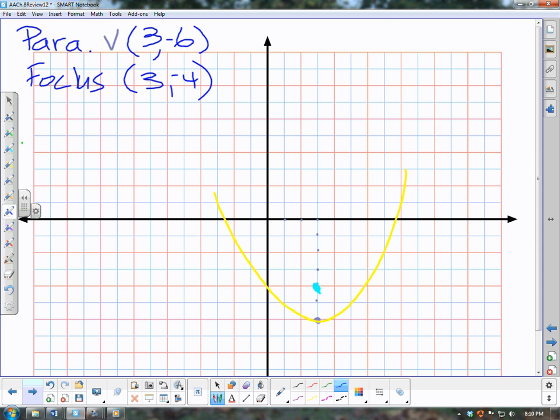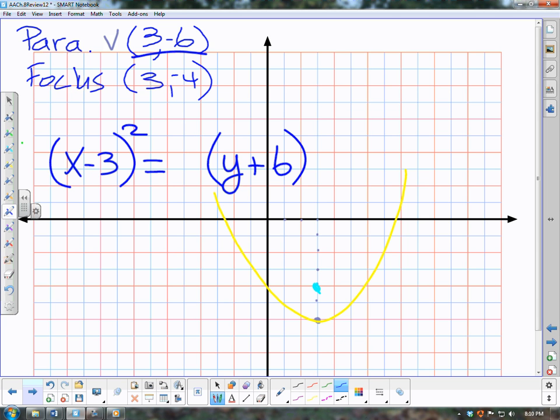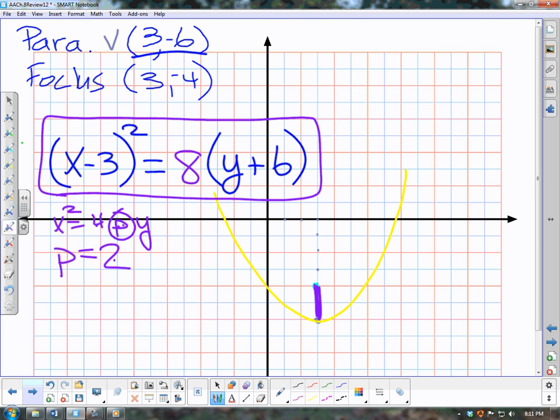And so it has got to be x squared equals something y. And since our center is at 3, -6, then it would be x minus 3 and y plus 6. And the value of p is a positive 2 because p is the distance from vertex to focus. So then it would be 8, because remember your equation is x squared equals 4py. And if p is 2, 4 times 2 is 8. And so there's our equation.